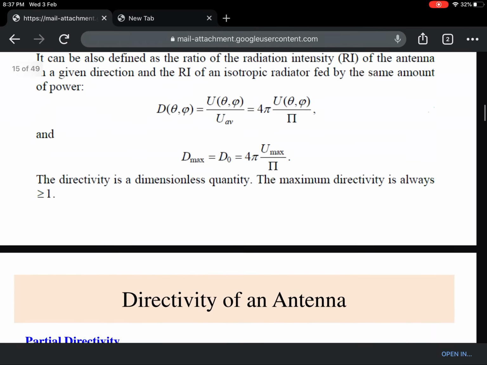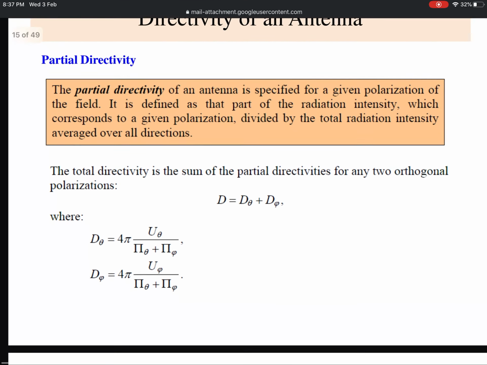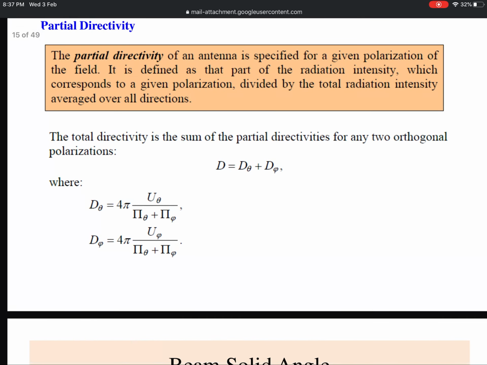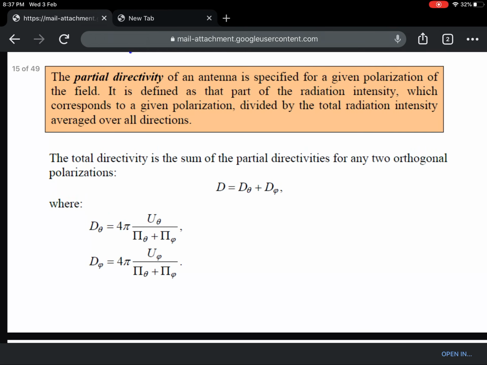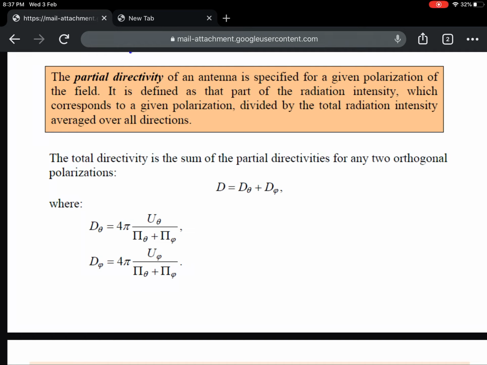You can see in the last expression it was already P rad, which is the average power radiated over theta and phi, so that altogether has been considered. For theta polarization the partial directivity uses U theta, and for the phi direction the radiation intensity is U phi. So I can say that the partial directivity of an antenna is specified for a given polarization of the field, and it is defined as that part of the radiation intensity which corresponds to a given polarization divided by the total radiation intensity averaged over all directions.